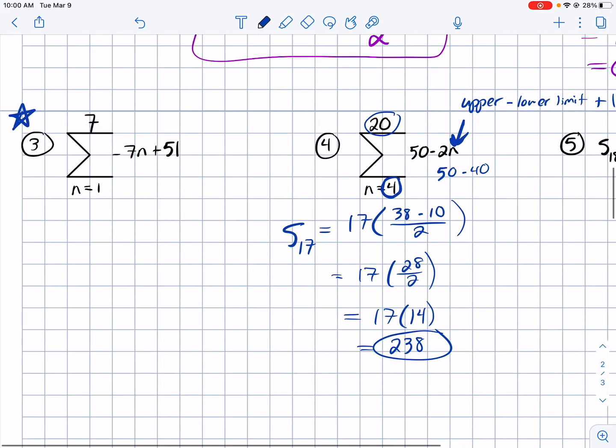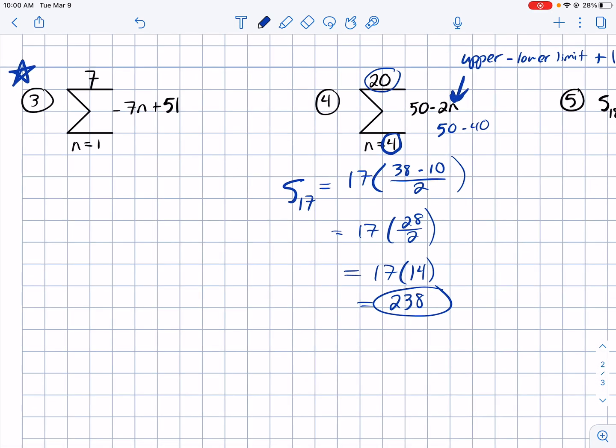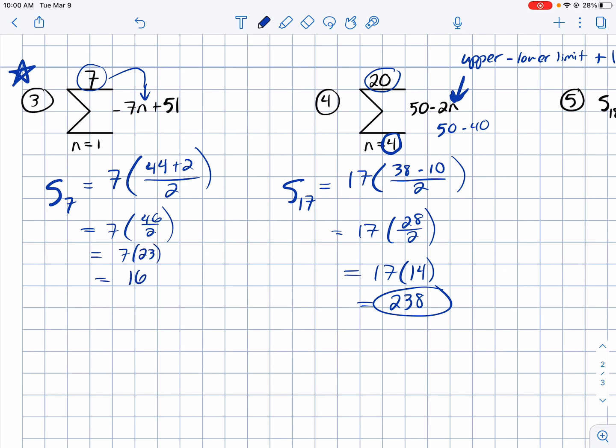All right, let's have you try just number 3 on your own. Your lower limit's 1, upper limit's 7. You have your rule right here. Go ahead and try this. So this was the sum of 7 terms. There's a total of 7, so your 7 times the average of the lower limit plus the upper limit, so plugging in 1 here. 51 minus 7 is our 44, and then plugging 7 in, which would be negative 49 plus 51, so 2. It's your average. 7 times 46 divided by 2. 7 times our 23 for a sum of 161.